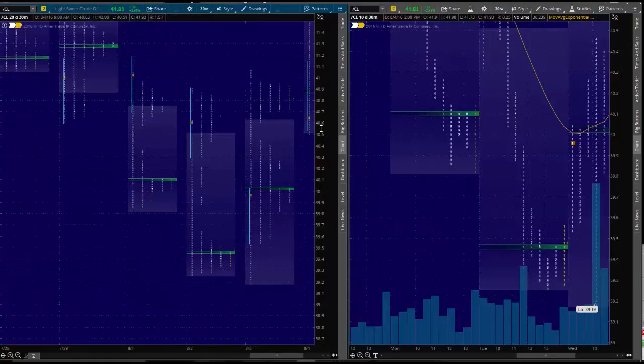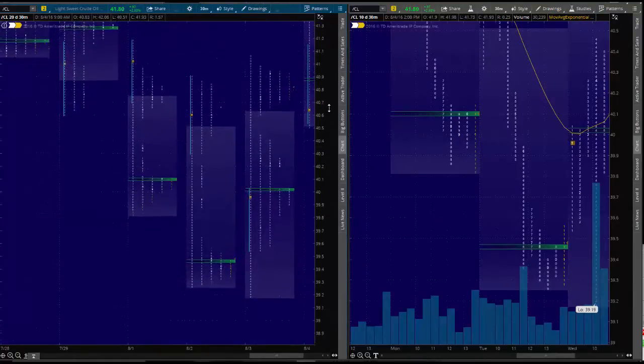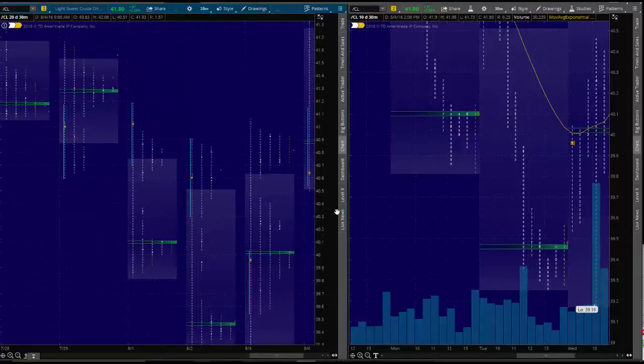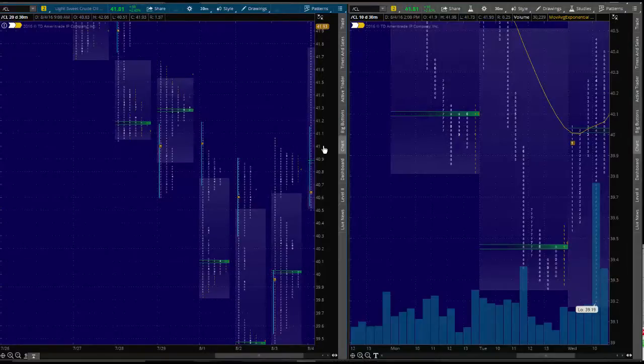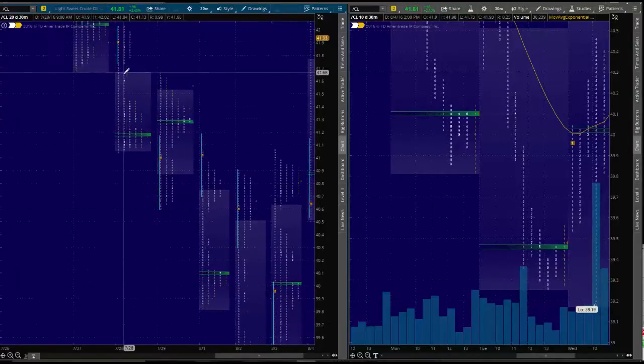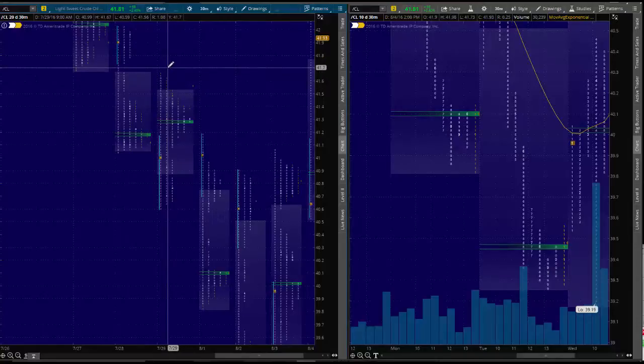So, a couple other quick things to point out here about single prints. You see here, you got these single prints. It filled it in, right? There's another one in here, I believe. You have some single prints here. I don't put a lot of weight into it, but the market wasn't able all day long to fill in those measly few single prints.